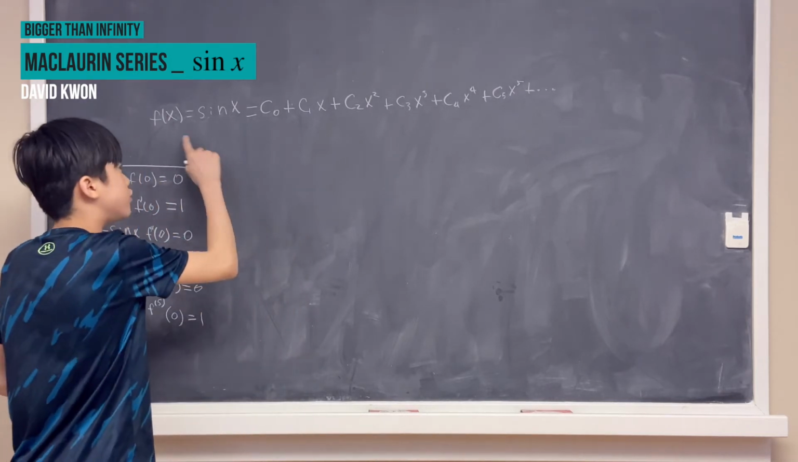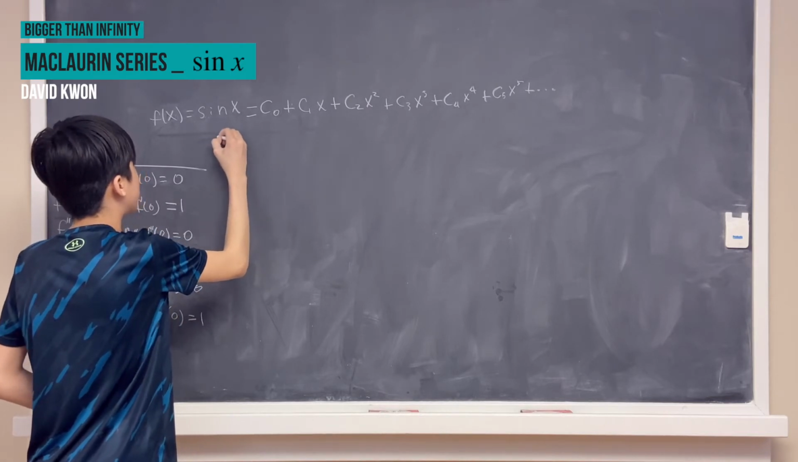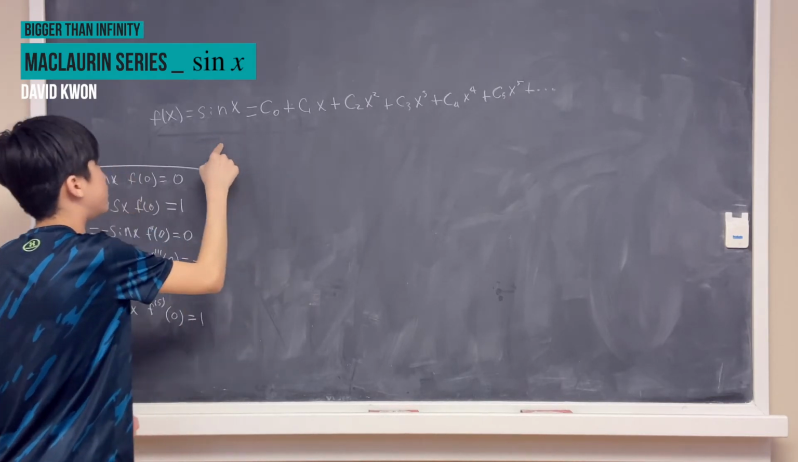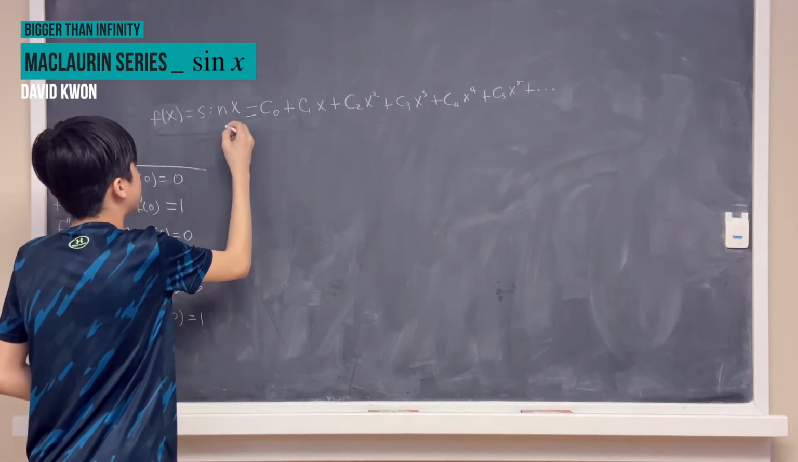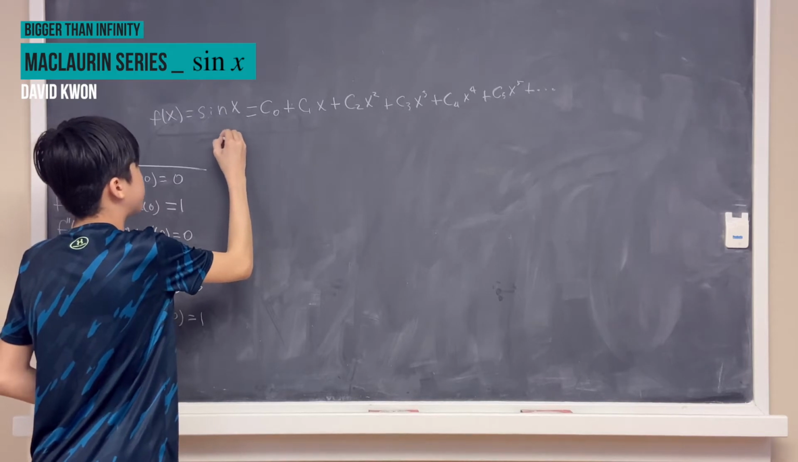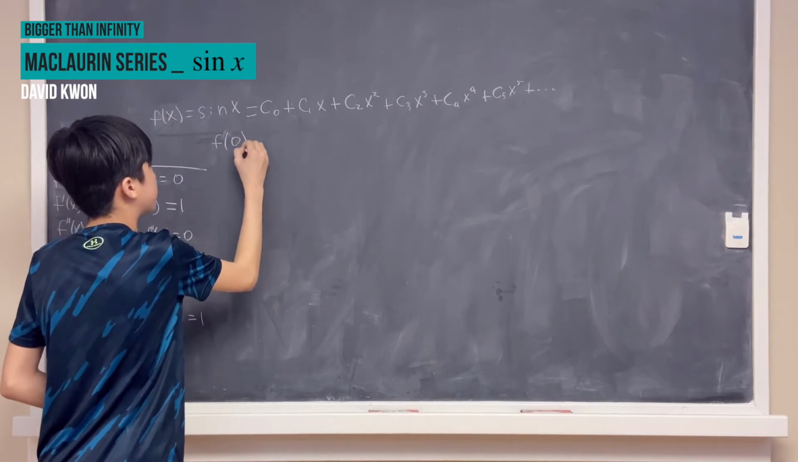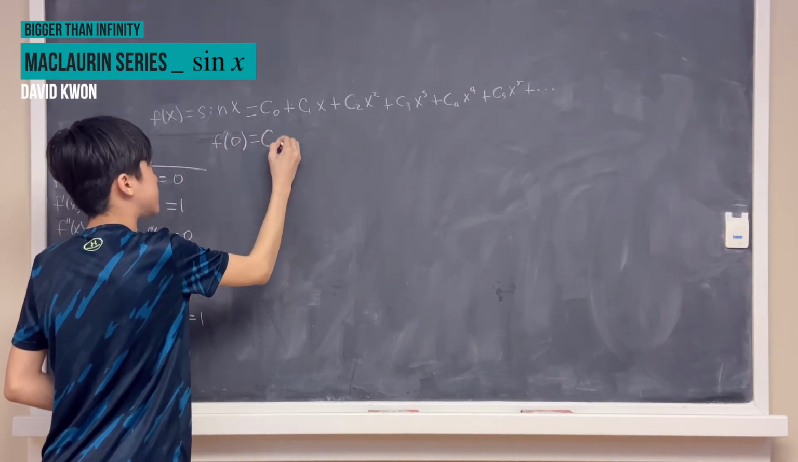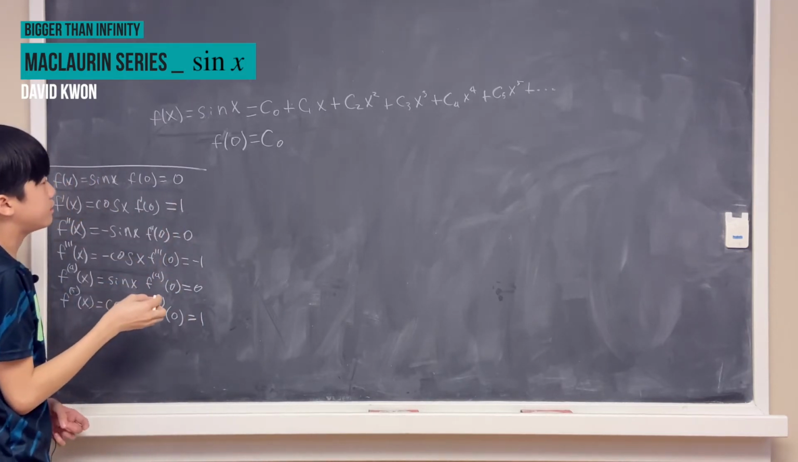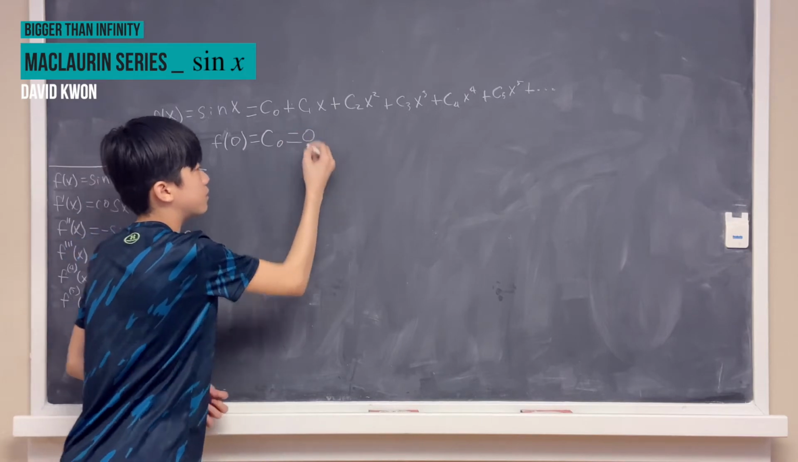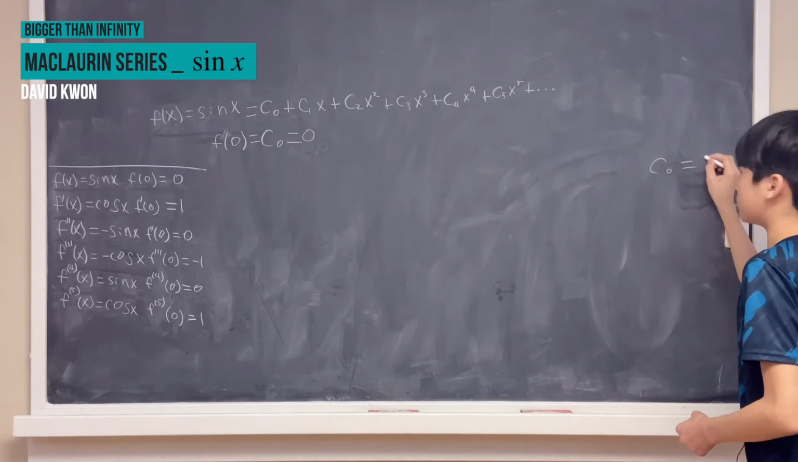We will differentiate our original function. Actually no, before we do that, we will set x equal to 0. Then we have f 0 is equal to c sub 0, and from right here we have f 0 is equal to 0, so c sub 0 is equal to 0.